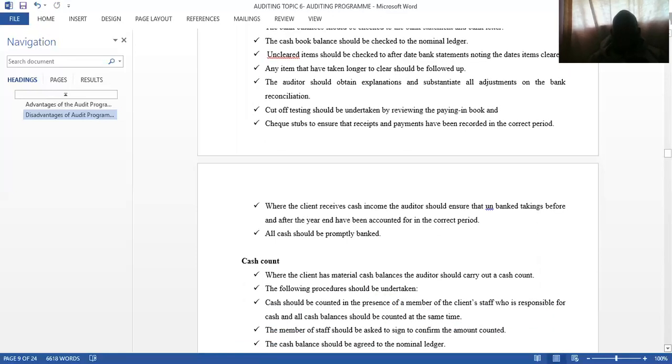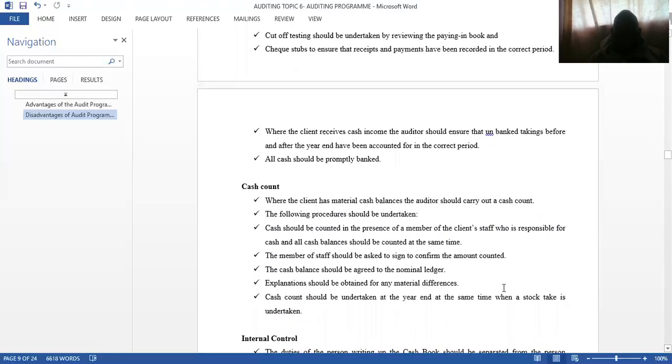When we talk about the cash account, where the client has material cash balances, the auditor should carry out the cash audit. If, for example, the business has substantial liquid cash in the cash box, then a lot of audit needs to be done as far as that particular cash account is concerned. The following procedure should be undertaken.